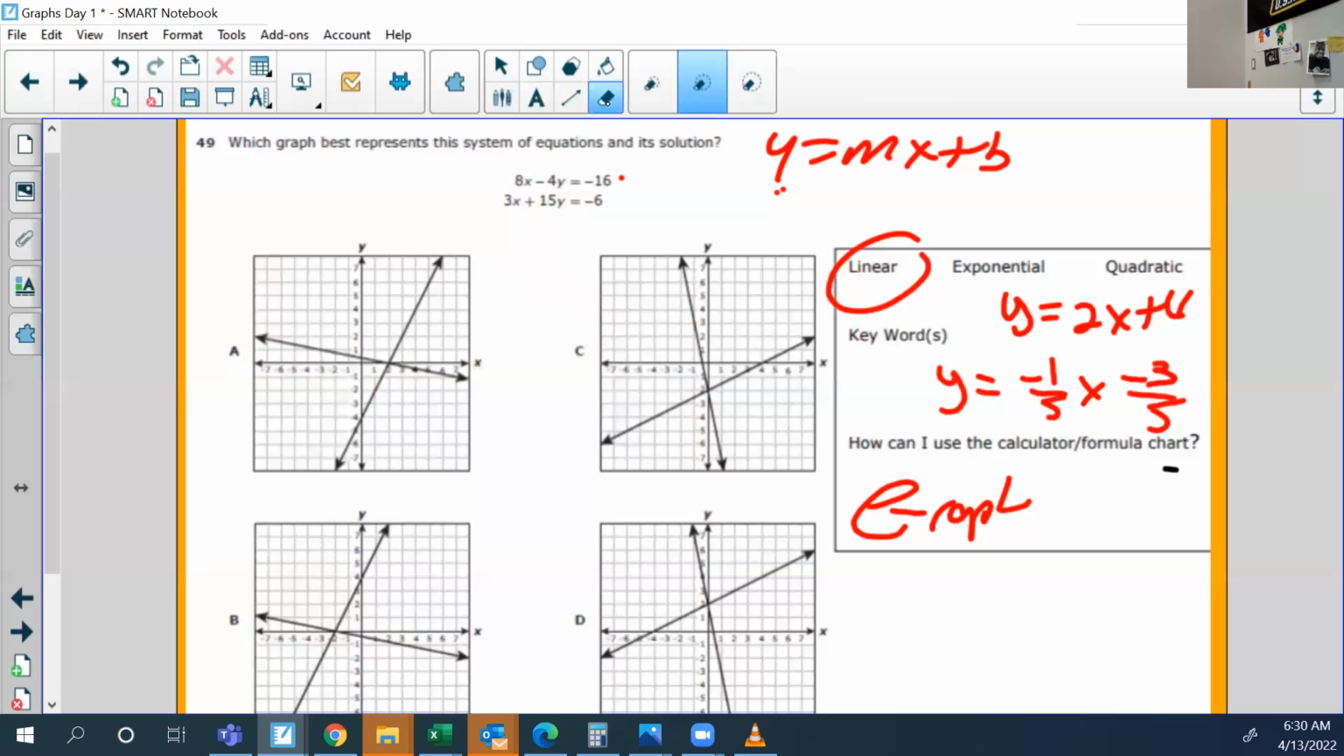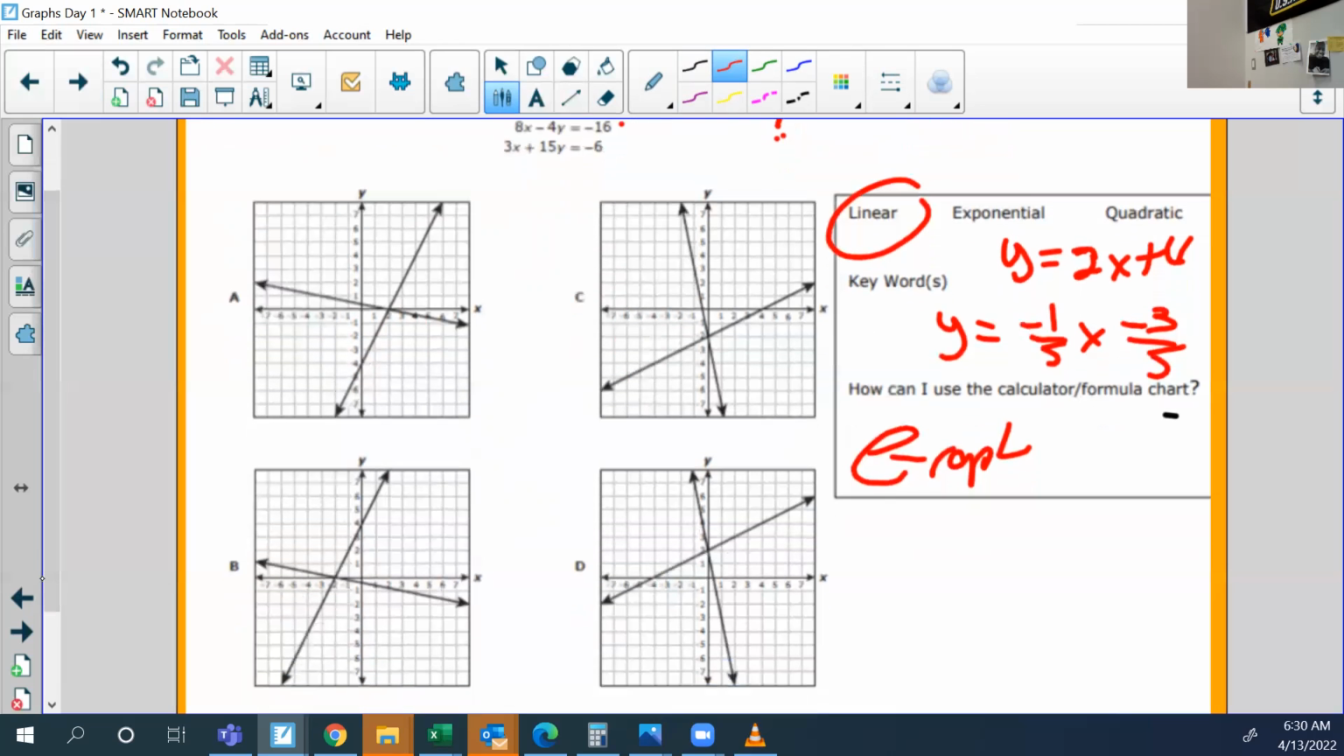We know one equation has a positive slope and one has a negative slope. So let's look at that now. One is positive, one's negative. They both have positive and negative. Okay, good. Now one of them has a y-intercept of 4, and the other one is minus 3/5. If you convert this to decimal, this is minus 0.6.